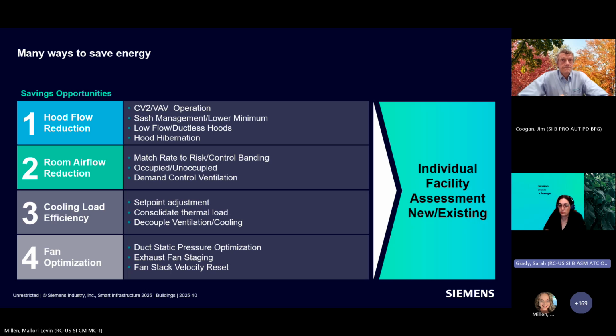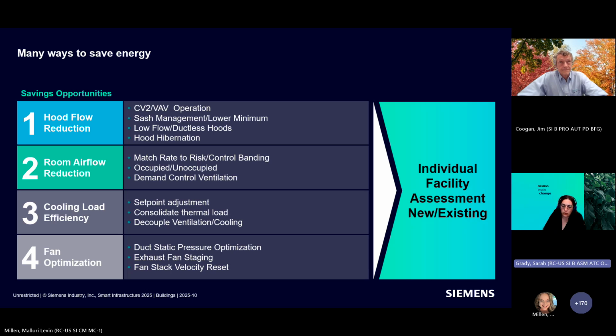We're also going to look at room airflow reduction. So a lot of this we're going to touch on a little bit more in detail later, but can we match our rate to our risk? Can we lower our air change rates when the room is unoccupied? And can we look into some sort of demand control ventilation?